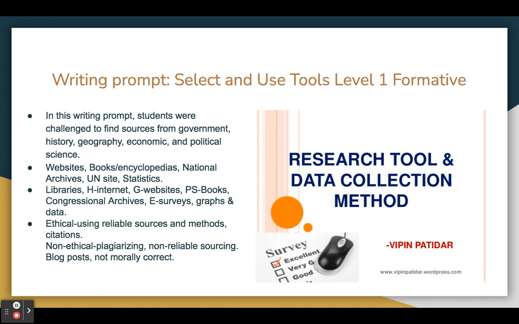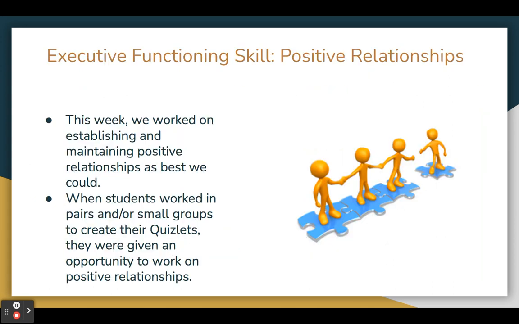As far as ethical and non-ethical research, ethical uses reliable sources and methods and uses citations. Non-ethical would include things like plagiarizing, using non-reliable sourcing, blog posts, and things that are simply not morally correct.